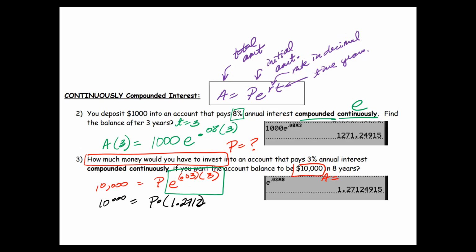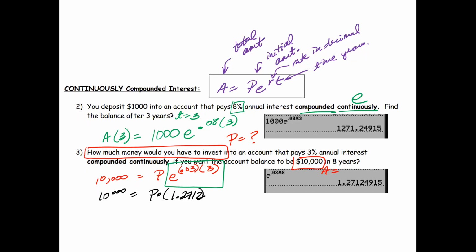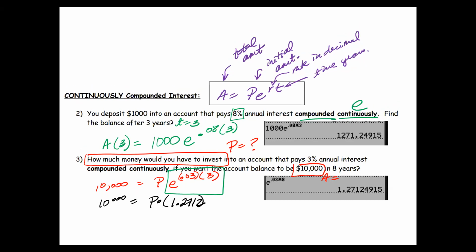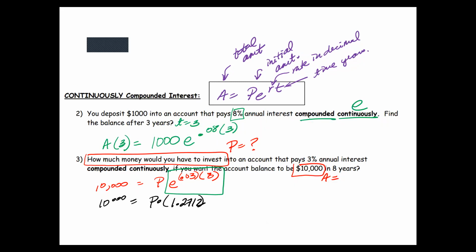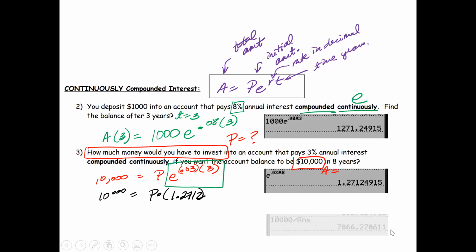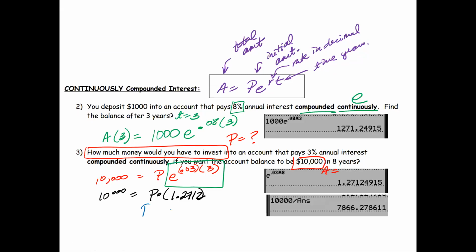$7,866. So if I want to get $10,000 back in 8 years at 3% return annually, I would have to invest at least $7,866 initially. So your P is equal to 7,866.28. I'll just round that up.